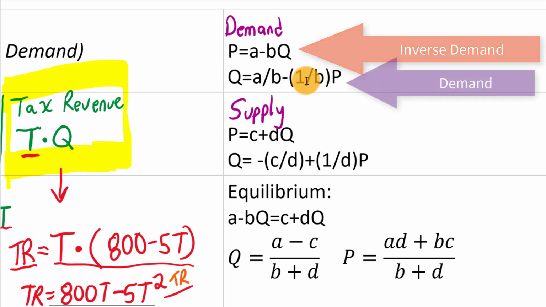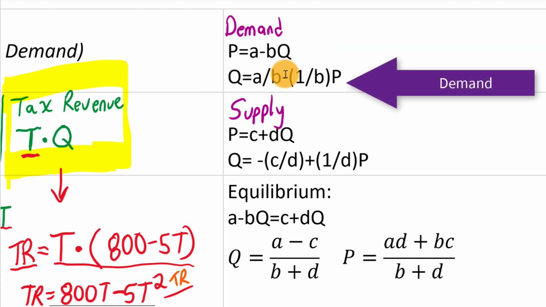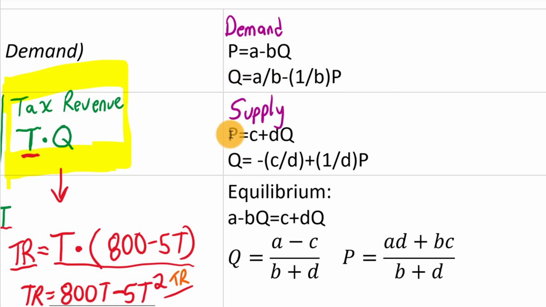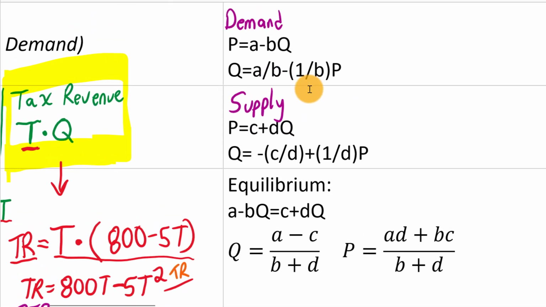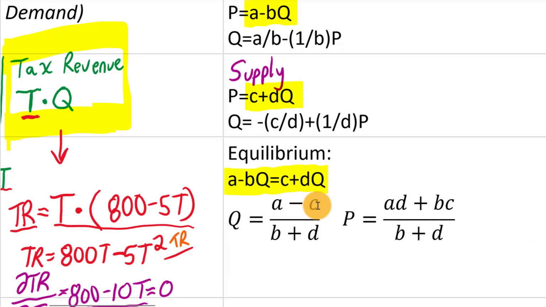And then if you needed the Q equals version of the function, it's going to look like this: Q equals A over B minus 1 over B times P. And a general supply function where the y-intercept is C plus a slope D times Q. And if we solve those two equations for two unknowns, leaving everything as a variable, so we set the right-hand sides equal to each other here, then in general, you're always going to get A minus C, the difference in the y-intercepts, on the numerator, and then the slopes added together in the denominator.